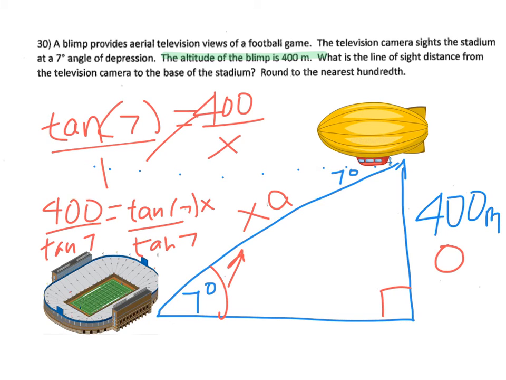So in our calculator, we're going to do 400 divided by, and because we're finding a side and not an angle measure, we're going to use the tan button, not the second tan. So we're going to say tan of 7 close parentheses and hit enter, and it gave us a length of 3,282 and 20 hundredths, because I round to the nearest hundredth.